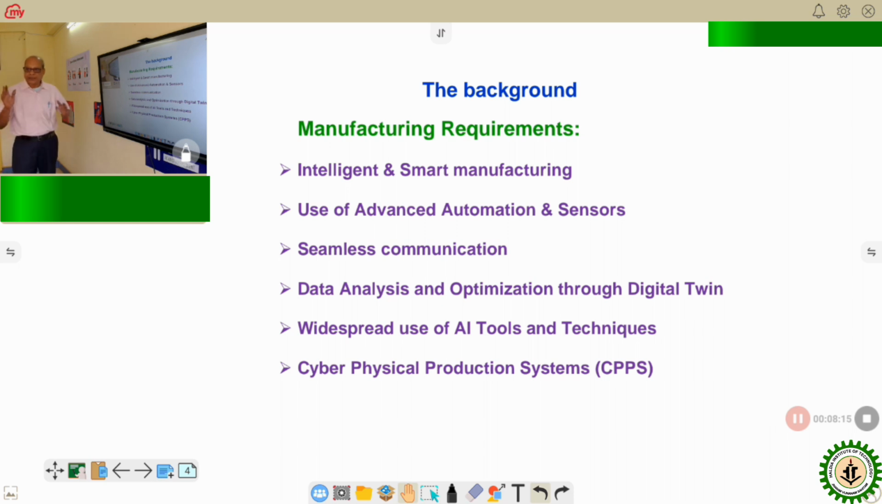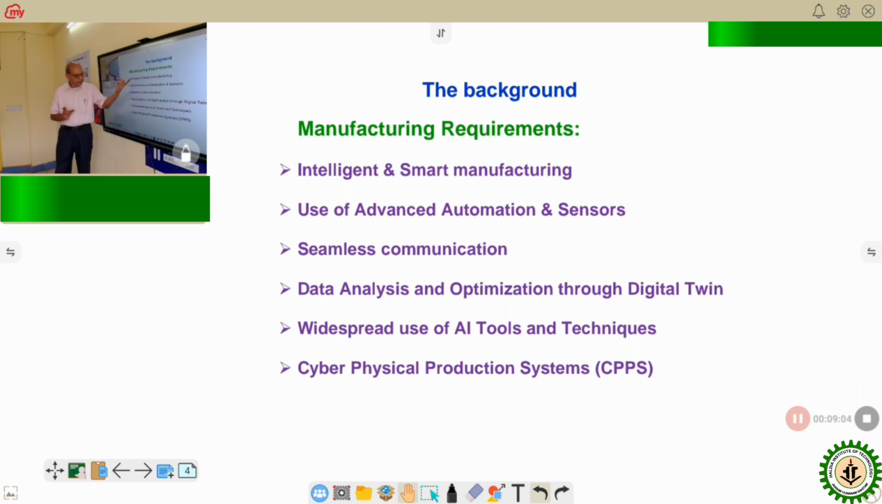To sustain or survive in the market, the manufacturing organization should incorporate certain technologies, certain attitudes, and philosophy, so that those challenges can be confronted with success. The first one is intelligent and smart manufacturing, which is one of the key criteria enshrined within the Industry 4.0 concept. I will discuss a little bit afterwards how to distinguish between intelligent and smart manufacturing. Both are more or less similar. Some authors or researchers use intelligent and smart manufacturing interchangeably, but there is a subtle difference between smart manufacturing and intelligent manufacturing.